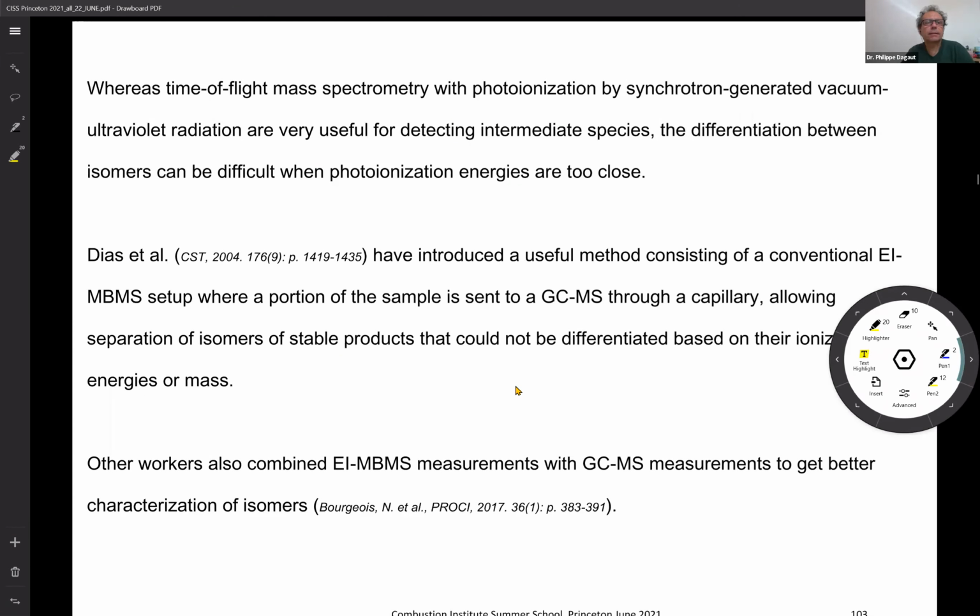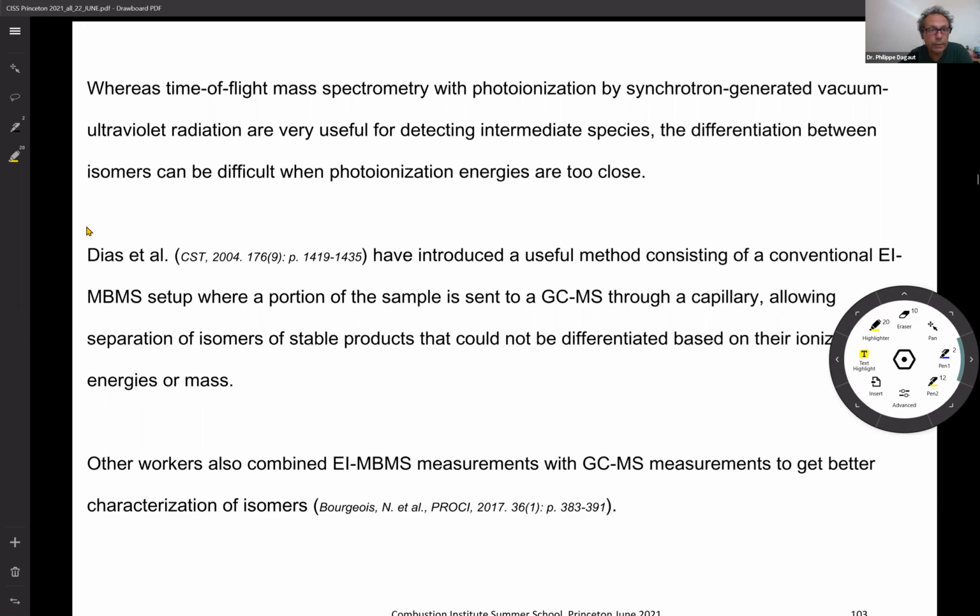Well, time of flight mass spectrometry with photoionization by synchrotron light is very useful for detecting intermediate species. There is a difficulty. It's the differentiation between isomers when photoionization energies are too close. And then we can complement these measurements by GCMS measurements.